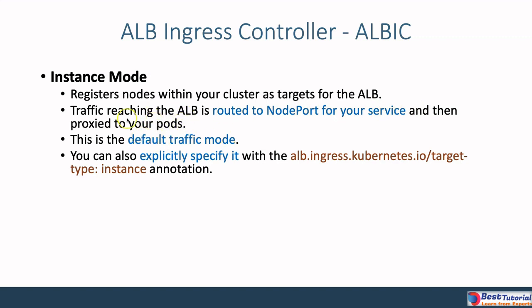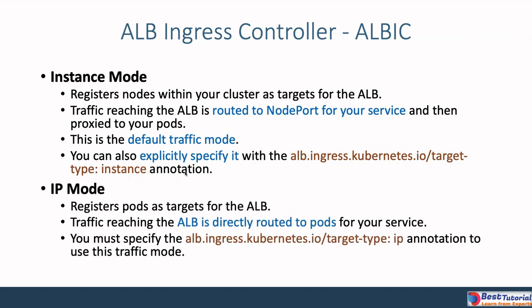Okay, so this is the default traffic mode available in our ALB Ingress manifest. And you really don't need to define or specify instance mode. By default it is applicable for us, but we can also explicitly specify it with the target-type annotation set to instance in our Ingress manifest if we want to.